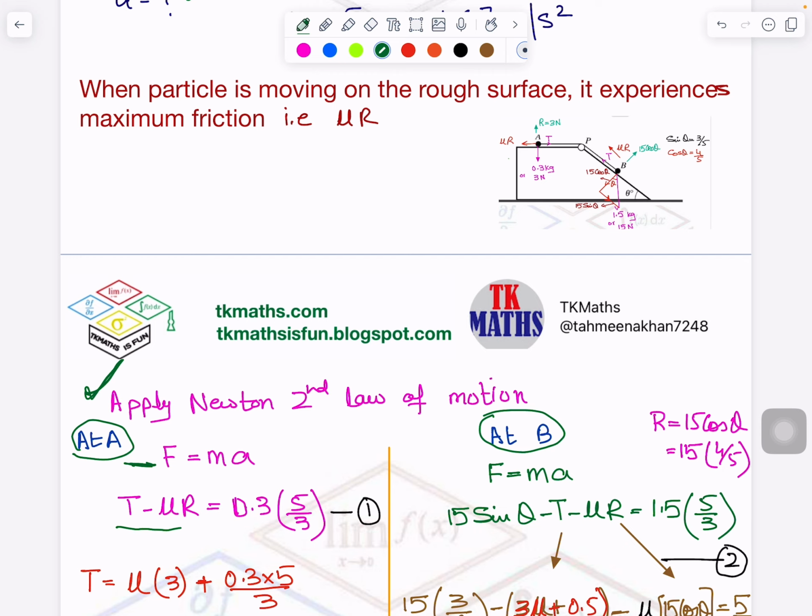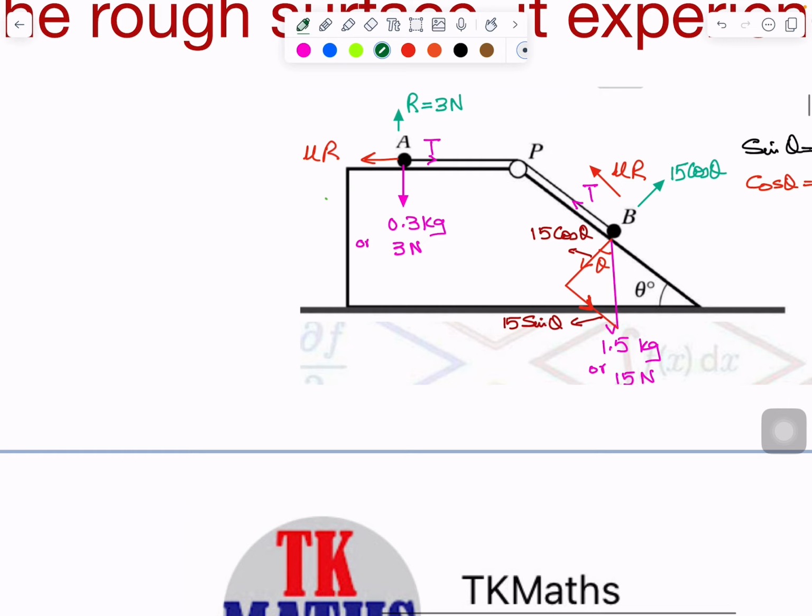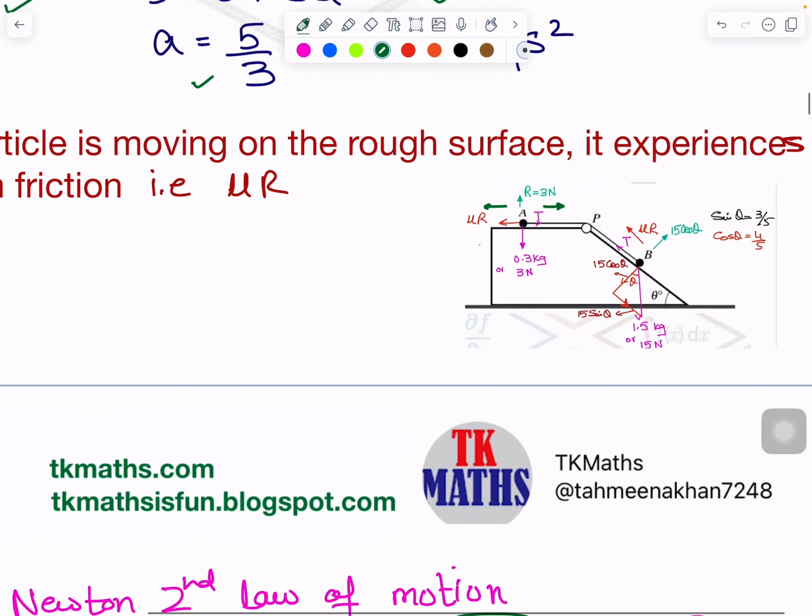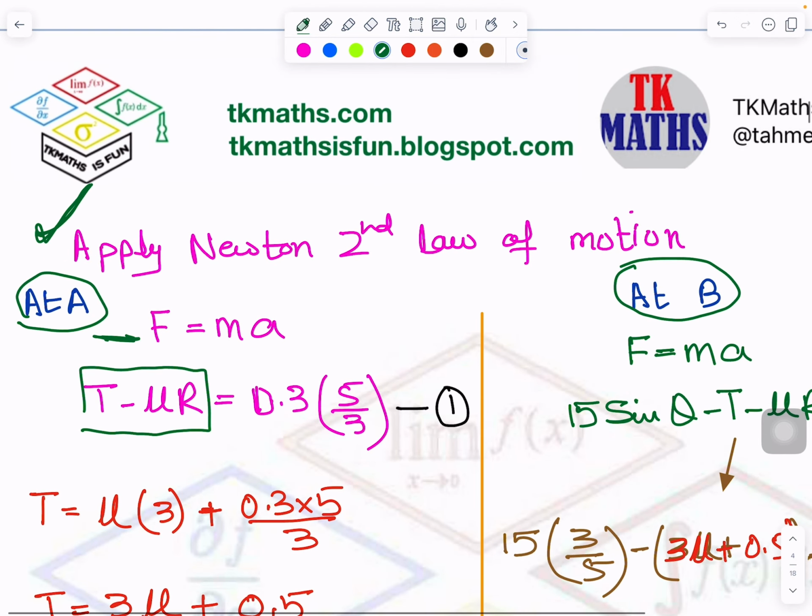Now this is your resultant force. For particle A, if you see here, it is T minus mu R equals ma. And this is what I have done here. You can see here, F equals ma, T minus mu R equals 0.3 times 5/3. This is my equation number 1.